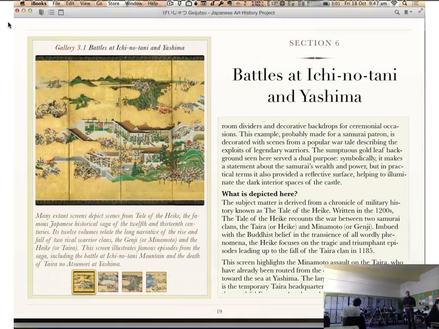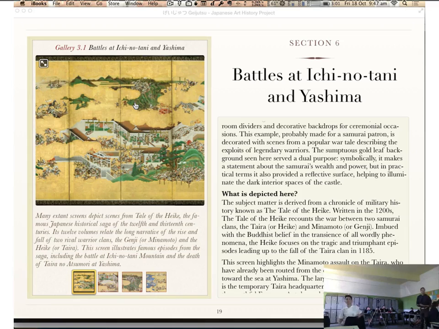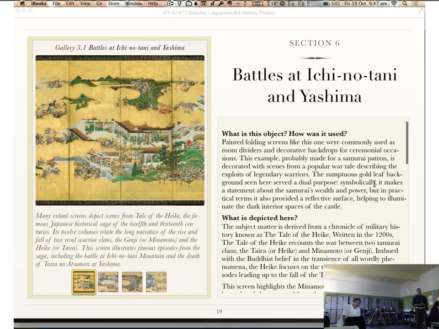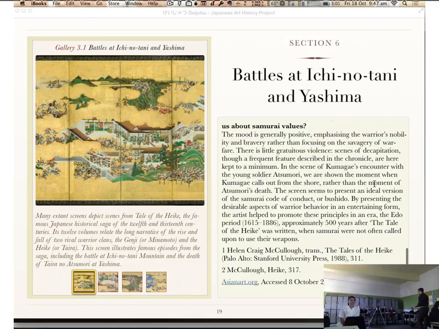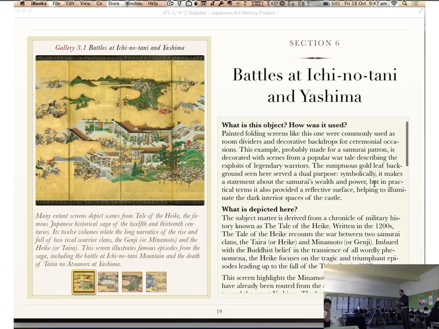Alright, so let's get out of this one. So that big painting there is basically the battle of Ichinotani and Yashima. And what this detail has here is this talks about that painting. What you see, what is getting shown there, what is it about, how is that meaning this, how is that meaning that. Does that kind of make sense?